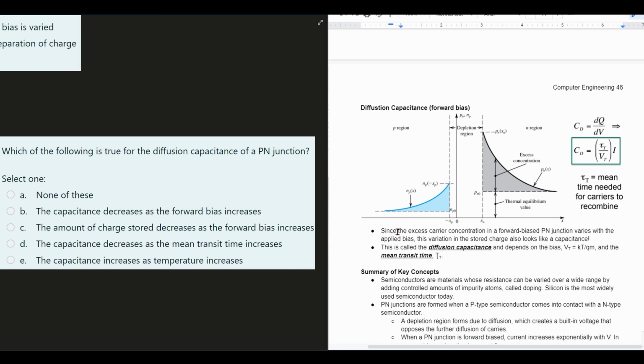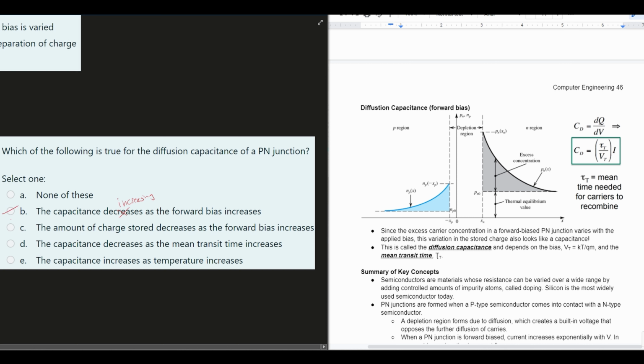We're asked, which of the following is true for the diffusion capacitance of a p-n junction? So we're going to be looking at our semiconductor notes. First it's saying the capacitance decreases as the forward bias increases. Well, our capacitance is actually going to be increasing as the forward bias is increasing. So they're proportional to each other. So it's not decreasing, it's increasing.